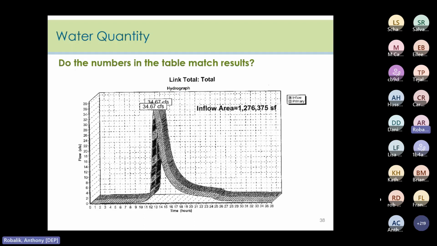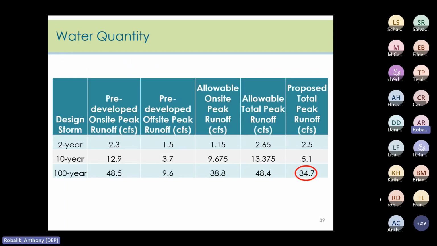So you can tackle these questions in whatever order makes most sense to you. But the first thing we're going to look at is some of the calculations. So this is the 100-year hydrograph for the entire site. It shows that the peak is at 34.67 CFS. And like we saw in the table, the 100-year total was 34.7. So that's pretty much the same. That gives a good indication already that the table matches the calculations.